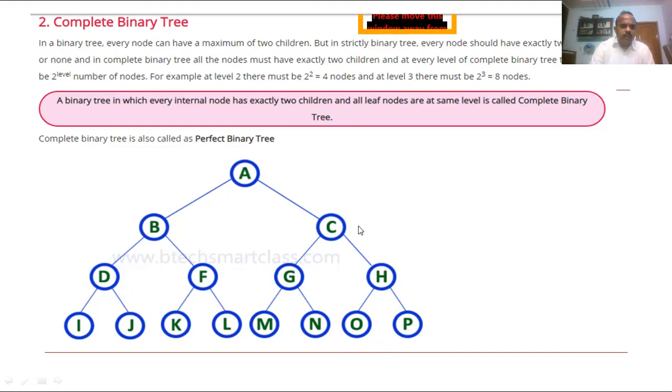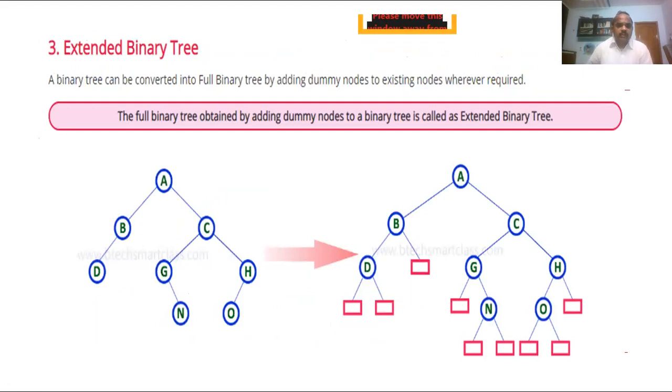Clear? So a binary tree in which every internal node has exactly two children and all leaf nodes are at the same level is called a complete binary tree. Clear? A complete binary tree is also called a perfect binary tree. Clear? Next one is the extended binary tree.